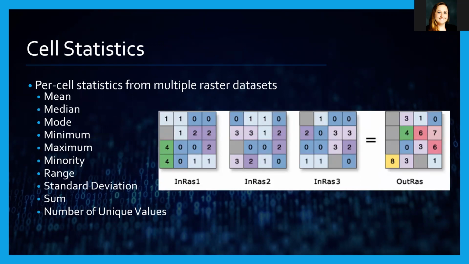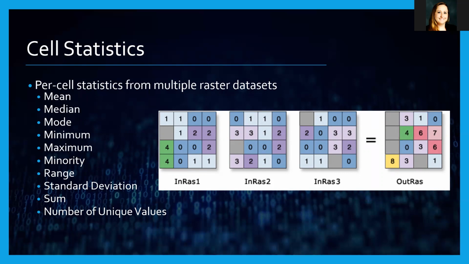Cell statistics calculate values from multiple raster datasets for each individual cell. It can calculate the mean, median, mode, min, max, minority, or the value that occurs the least, the range, standard deviation, sum, and the number of unique values.